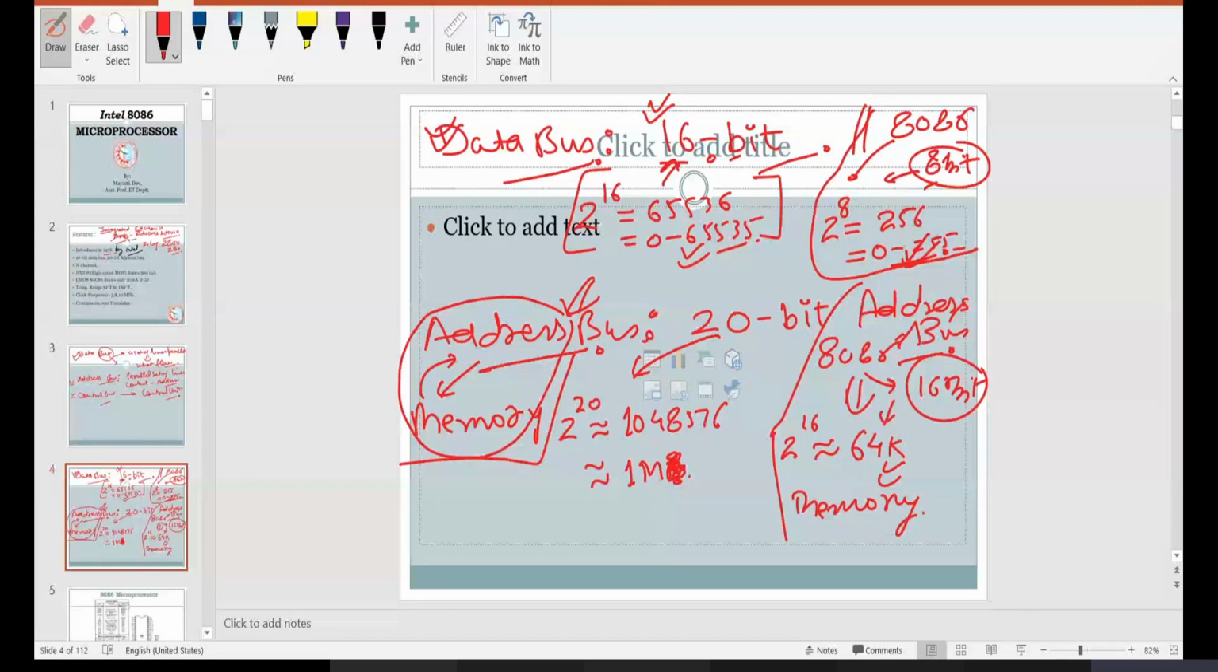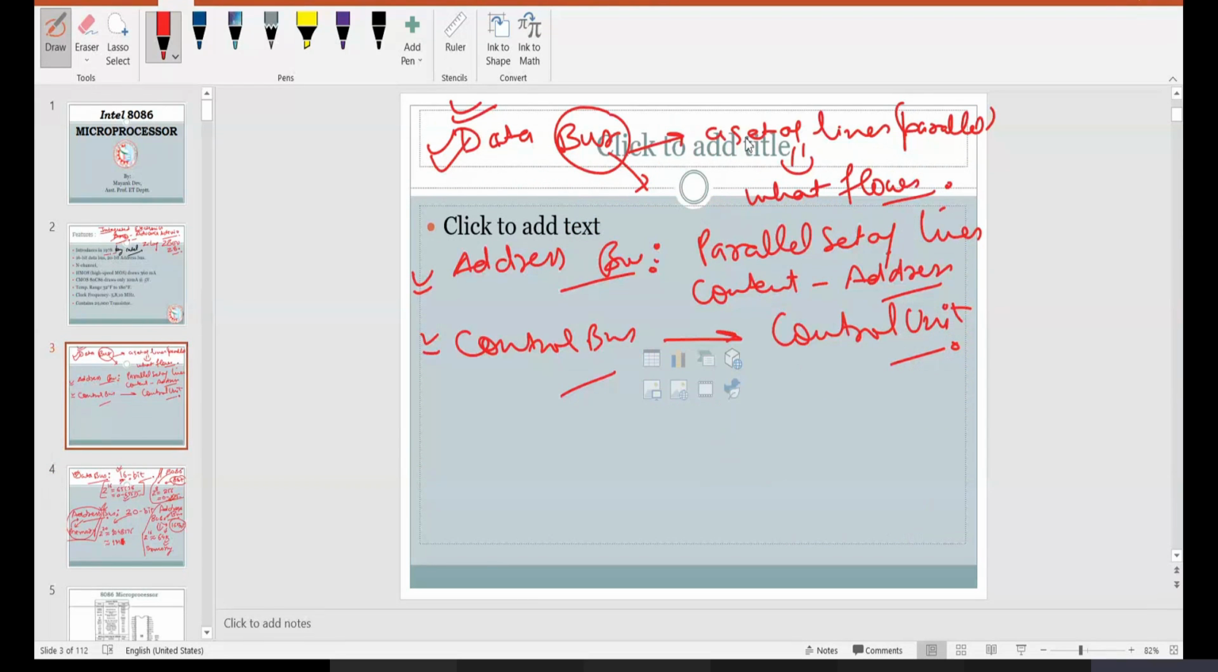So microprocessors are basically dependent on three things. First is the data bus, a set of parallel lines inside which flows the data. Next is the address bus, again a parallel set of lines, inside which flows the address. Then the control bus, again a set of parallel lines, but what flows inside is the signals of the control unit.